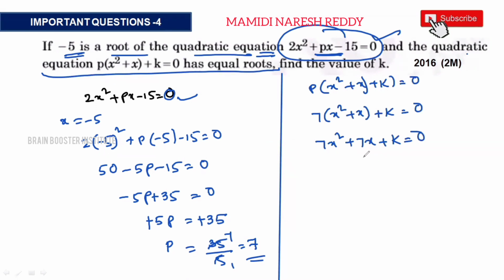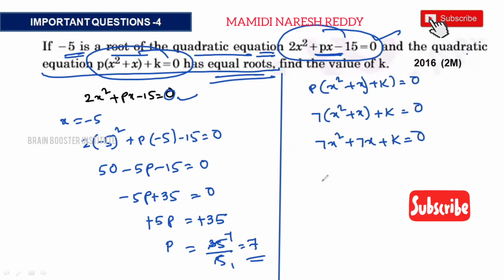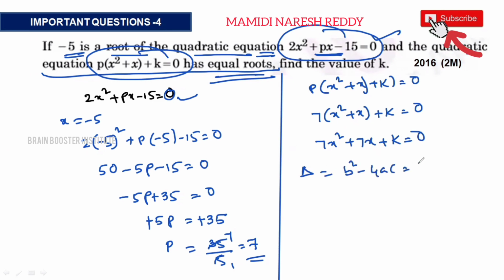Okay. And what is it saying in the question? This quadratic equation has equal roots. We have already seen in the first question, if a quadratic equation has equal roots, then its discriminant is definitely equal to 0. So we need to use the discriminant, which is delta = b² - 4ac = 0. Got it?